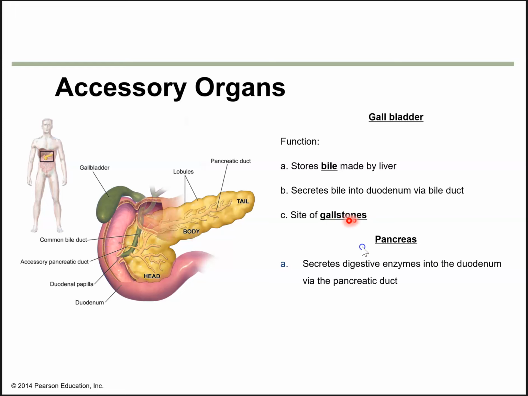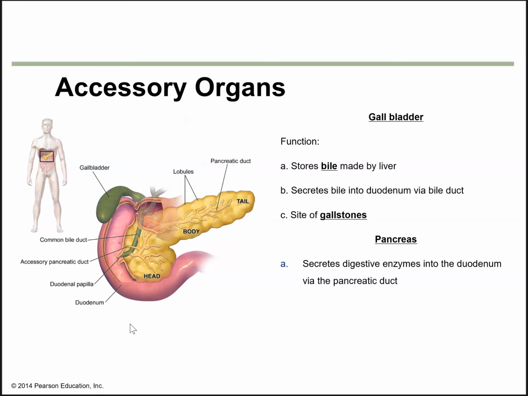So the next accessory organ over here is the pancreas. This over here is the pancreatic duct, and the structure is the pancreas. The pancreas is the structure that secretes digestive enzymes into the duodenum via the pancreatic duct. Both these juices together help in neutralizing the stomach acid.